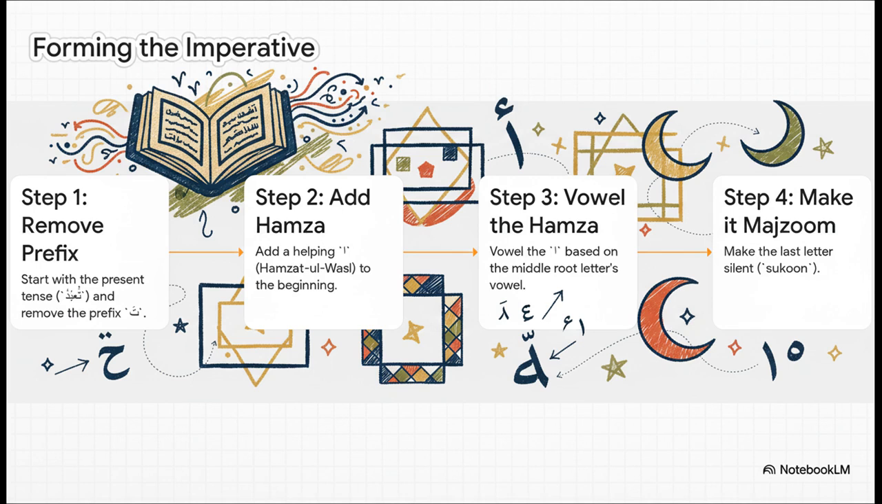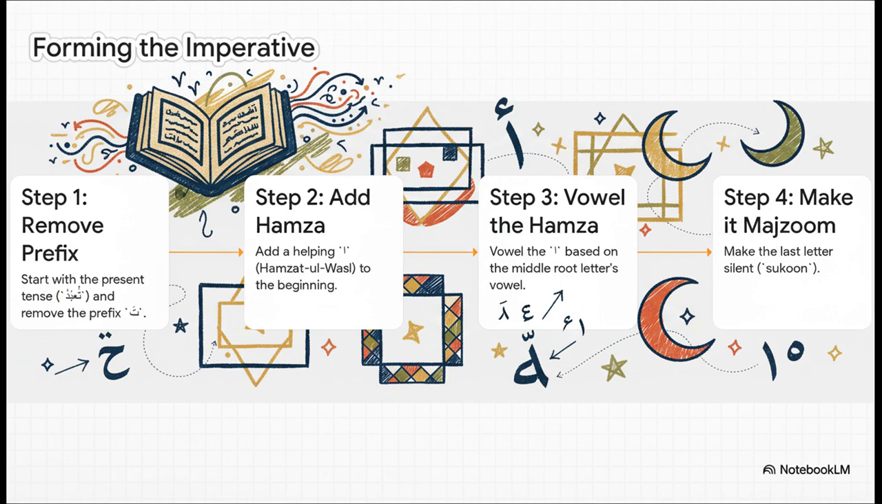Now step 2, we can't start a word with a silent letter, right? So we bring in a little helper, an alif called Hamzatul-Wasl, right at the beginning. Now we have i'budu. Step 3 is the big one, giving that alif a vowel. You just look at the middle letter of the root, in this case, the B. The rule is super simple. If that middle letter has a dhamma sound, our new alif also gets a dhamma sound. If it has a fatha or kasra, the alif gets a kasra. Here it's a dhamma, so we have u'budu.